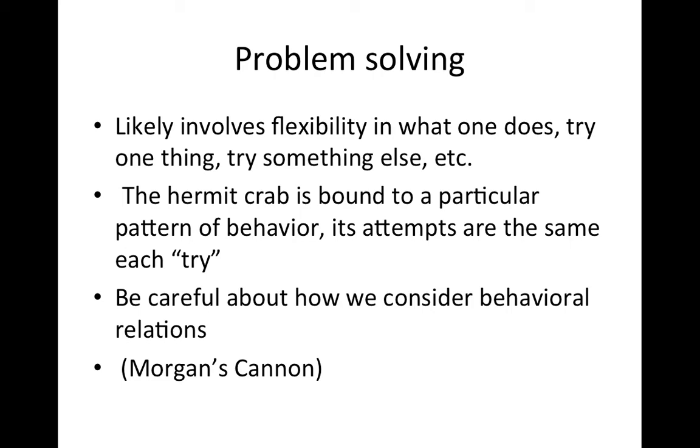Morgan's canon is not about, boy, we're above the animals and they're really simple and we're really complicated. That's not what it's saying. What Morgan's canon is saying is that we can't attribute to animals human abilities that look the same. We need to do the experiments. We need to find the evidence.